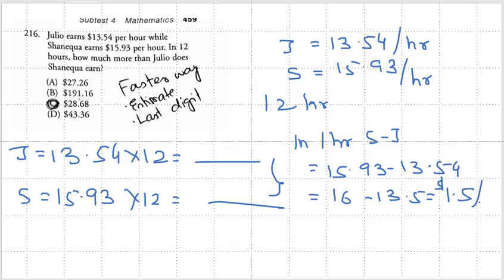In 1 hour, she earns that. So in 12 hours, it's 12 times 1.5, approximately 18. Notice I moved this up and I moved this down. So this is an overestimate. What's the number close to that?